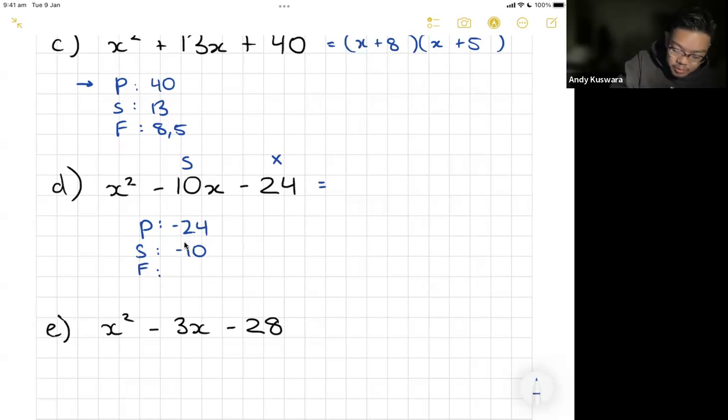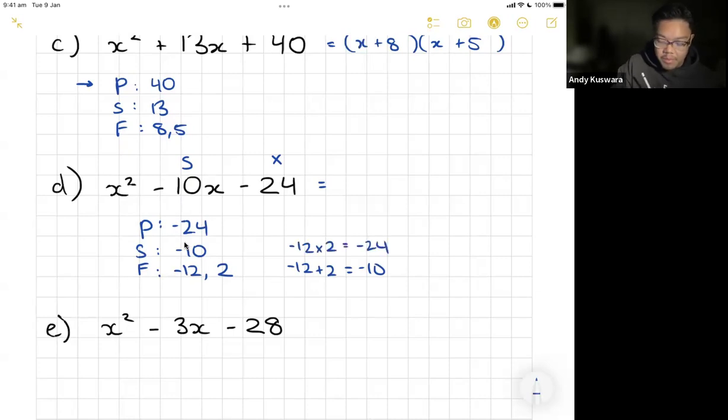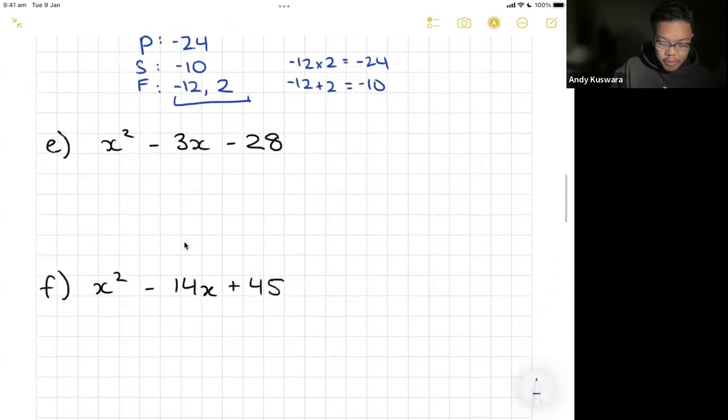So if I do minus 12 and positive 2, if I add those two together, minus 12 plus 2 equals minus 10, which is what we want. But then if we have minus 12 times 2, that gives us minus 24. So that means these are our two numbers. So for this one, because I've got a minus now, one of your brackets will read x minus 12 and the other one will read x plus 2. Okay, so we've got that.